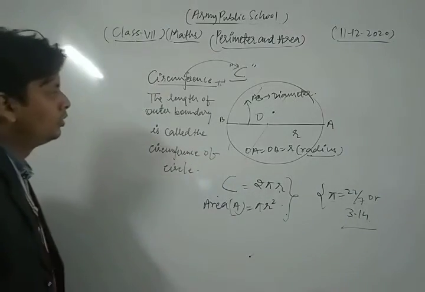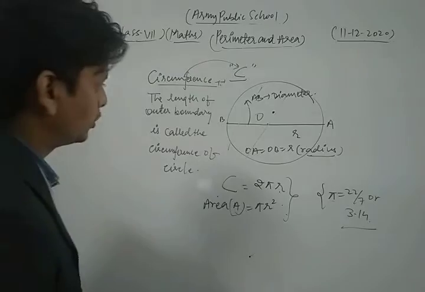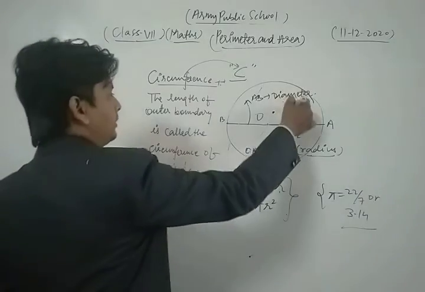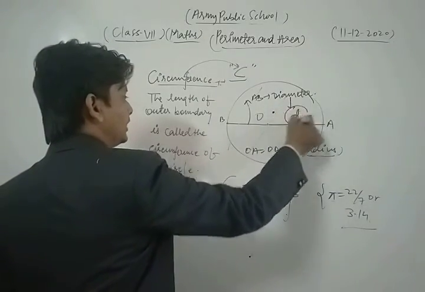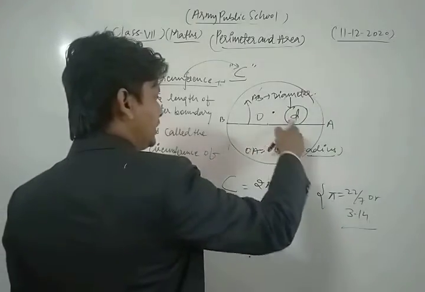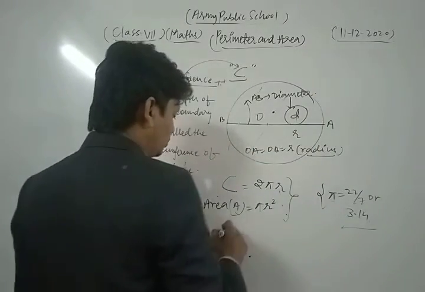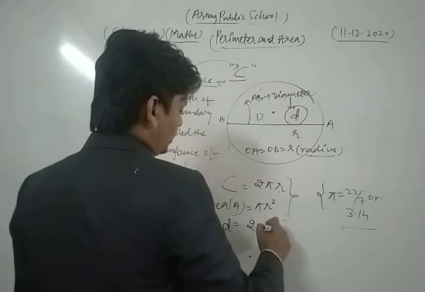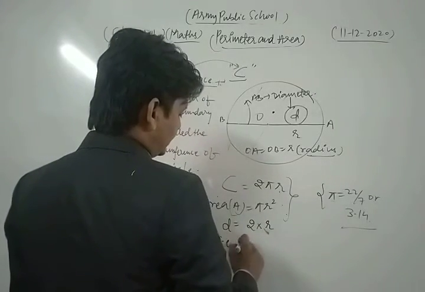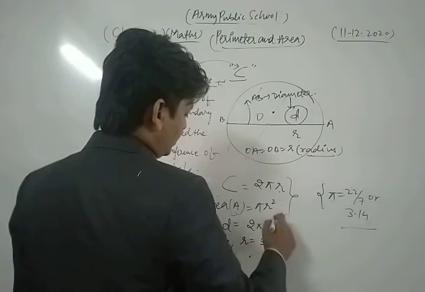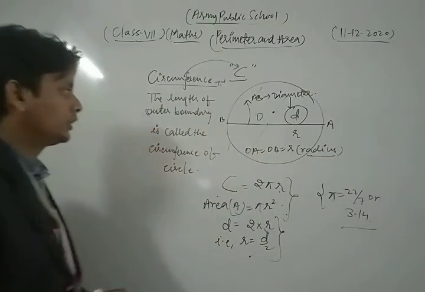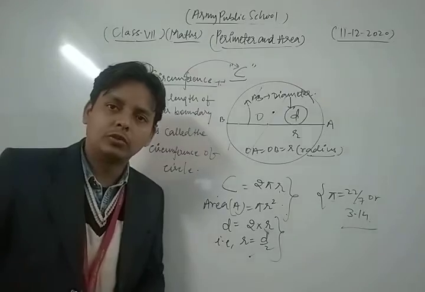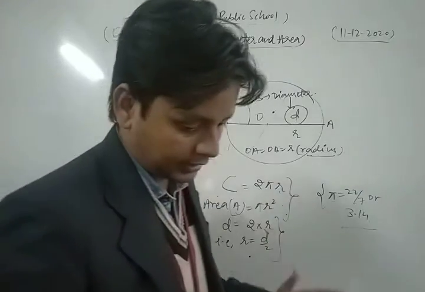Now, dear friends, one of the most important relations is between diameter and radius. The diameter of the circle is denoted by D, and the diameter is always equal to 2 times the radius, that is, radius is always equal to half of the diameter. Okay, so these are some important concepts and formulas related to circle.